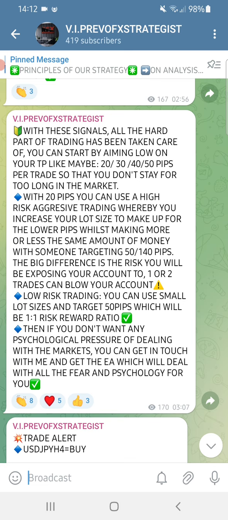So here I said with these signals, all the hard part of trading has been taken care of. You can start by aiming low on your TP, like maybe 20 pips, 30, 40, or 50 pips per trade, so that you don't stay for too long in the market. Say I've suggested the TP must be 140 pips. That is just a suggestion. The market might go up to 70 pips and go all the way back, so you won't exit the market just because I said the TP is 140.